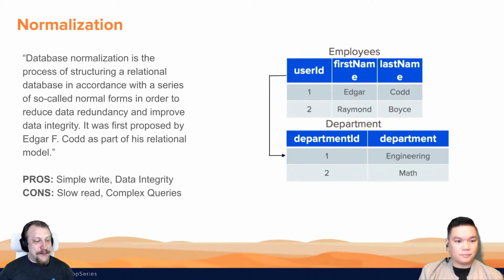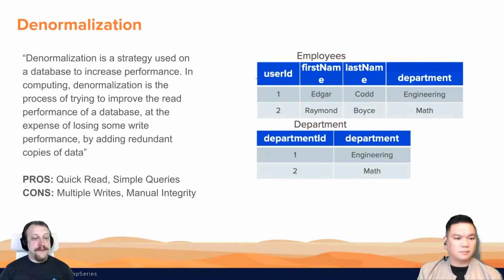So, simple writes and data integrity. Downsides, slow reads and complex queries. A lot of joins. In comparison with normalization, denormalization is the opposite way of doing things. You duplicate your data. For example, the name of the department is stored both in the departments list and also in the employees list. As one employee may work in only one department, you simply have a department field per employee. Denormalization is also great, but it comes with some costs.